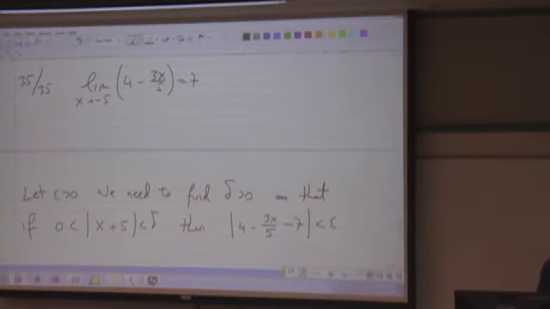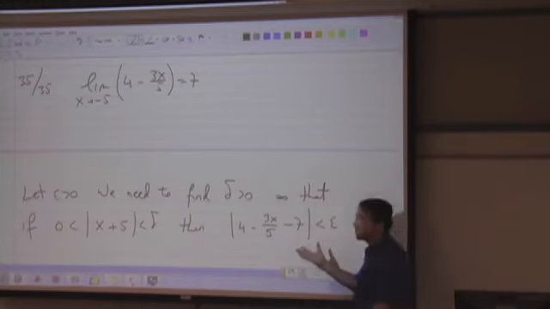Everybody understands where I got all these from? Yes. So we know that the limit is 7, and we're just finding... We're guessing that the limit is 7. We're actually proving that it is. That's basically the idea. And how do we guess that the limit is 7?